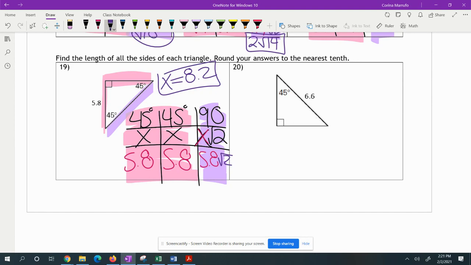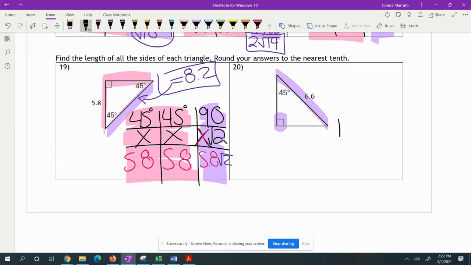All right, but it's not even x. I better erase that. It's not x. It's actually this hypotenuse. So I'm just going to put a little arrow. All right, and the last problem, this one is 6.6. That one is across my 90-degree angle. That's what they give us.